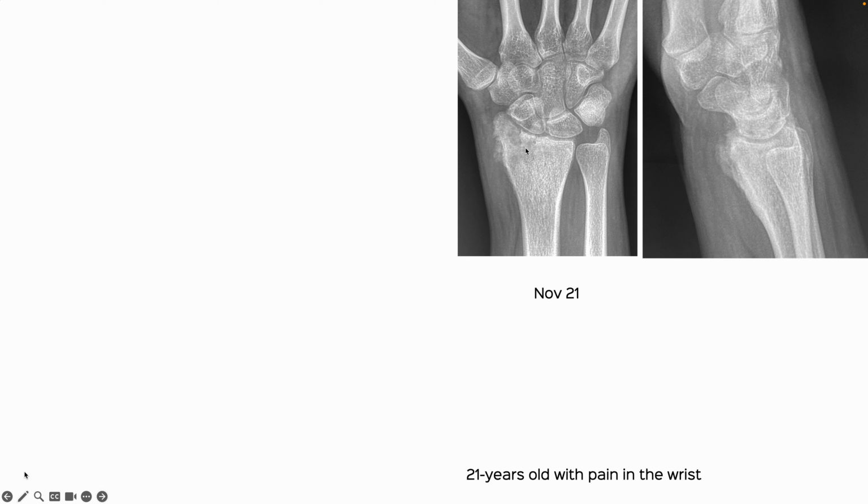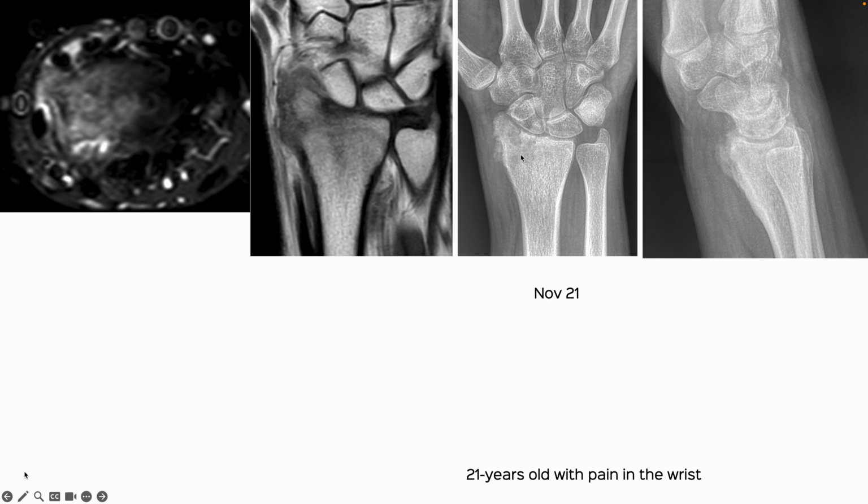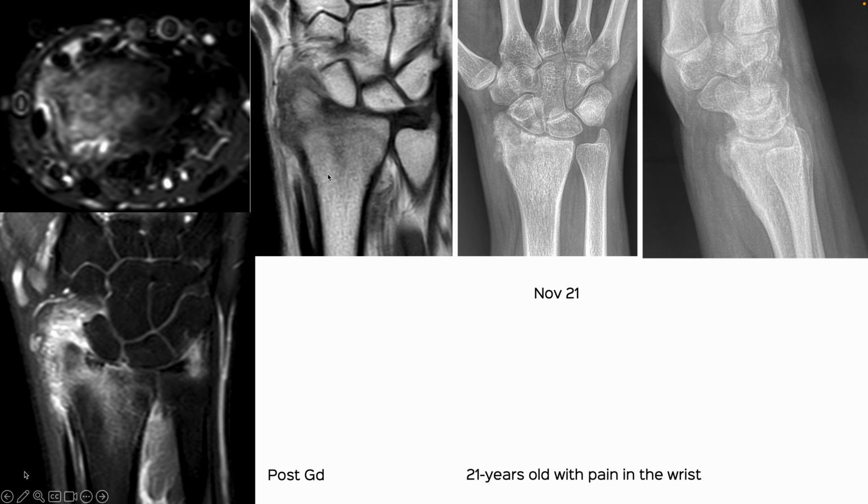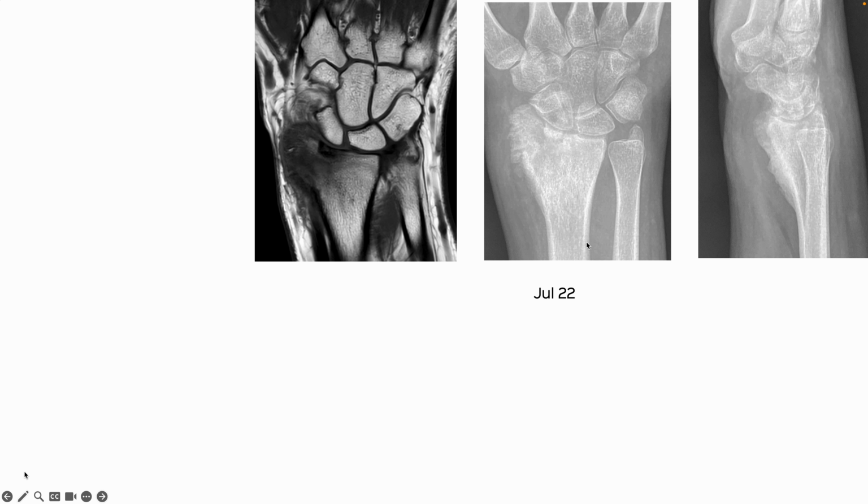This patient came to us with pain in the wrist, diagnosed to have osteosarcoma. Two biopsies were negative. You can see extensive marrow edema. They thought this was a sclerotic lesion here. This is when the patient has developed some more new bone, but it's a very thick periosteal reaction. Doesn't look aggressive at all on the radiograph.